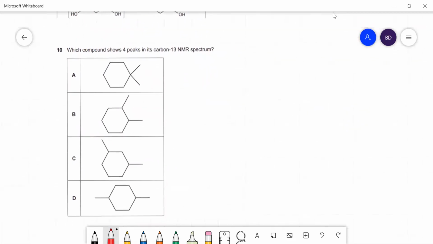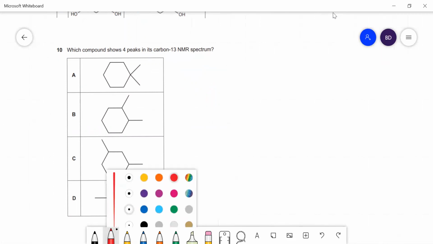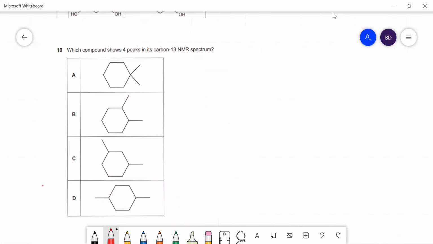Number 10, which compound shows 4 peaks in the carbon-13 spectra? So we need 4 different carbon environments. There's quite a bit of symmetry in this first molecule. That one and that carbon are the same. That one's unique. That one is the same as that one. That one's the same as that one, and that one's unique. So that's got 5. So it's not that one. Let's look at the next one.